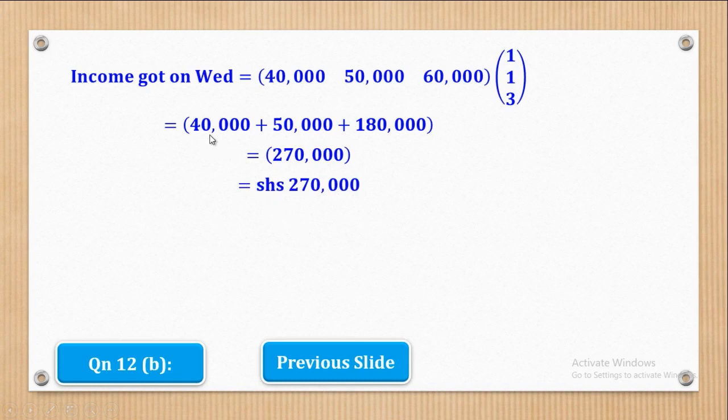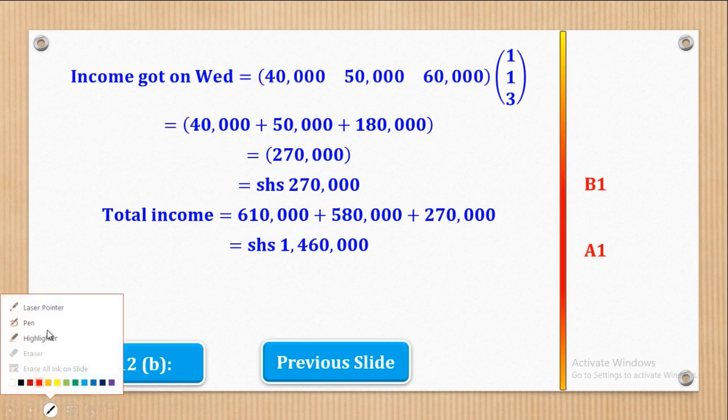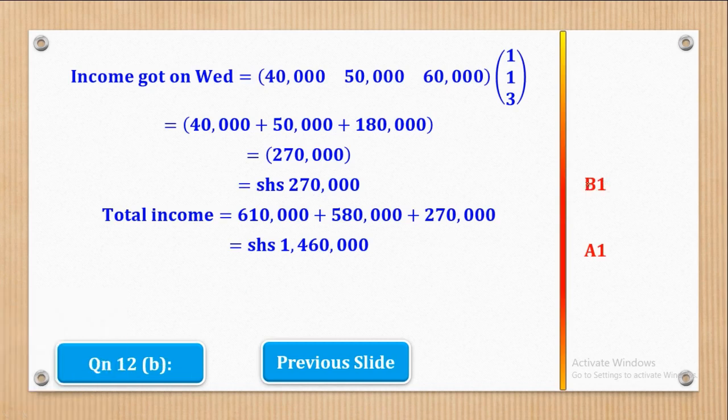So now that I've got the amount for Monday, Tuesday, Wednesday, I have to add everything to come up with the total income which they want. So that means that we have so far got 5 marks. So the 6th will be this one, the income for Wednesday, and lastly the 7th mark will be the total income. So that's how the 7 marks can come about in this question.